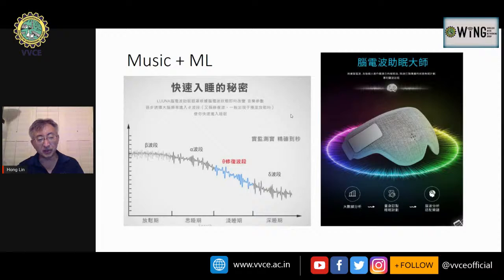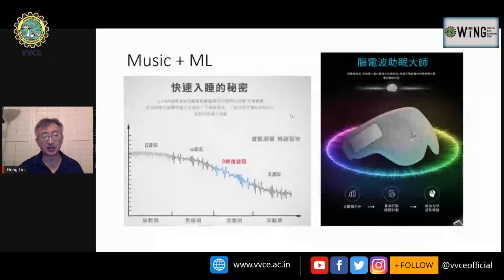It's more intelligent, which means it can adjust the music such that it will help you get into sleep. It is found that people get into sleep when their brain waves have more delta power. People don't get into sleep because they have difficulty getting into the delta wave phase.